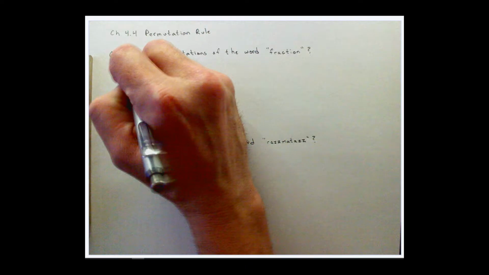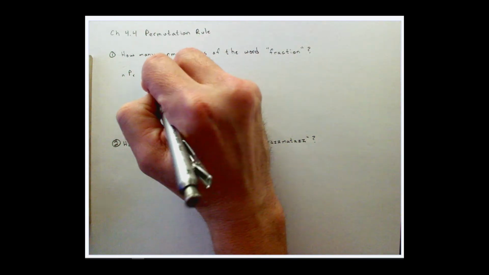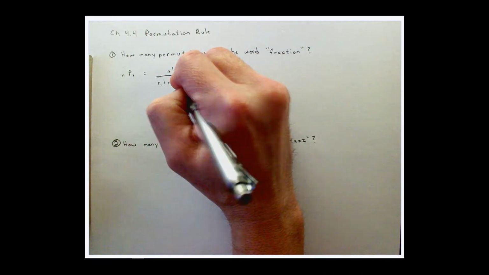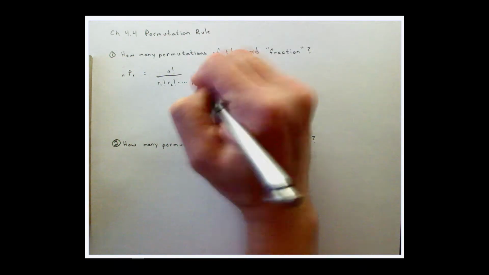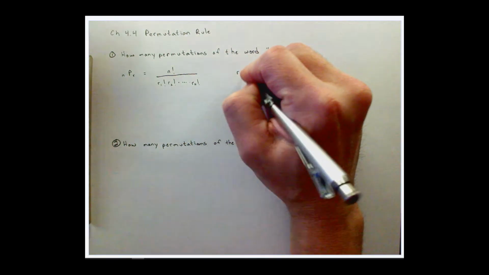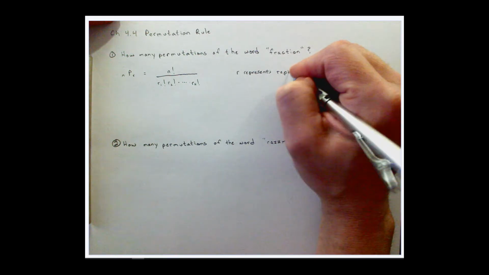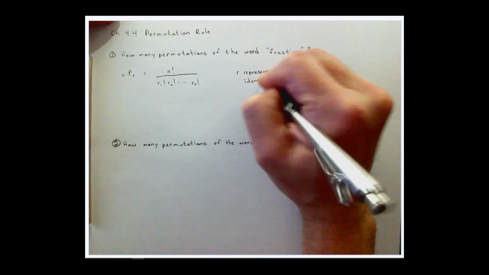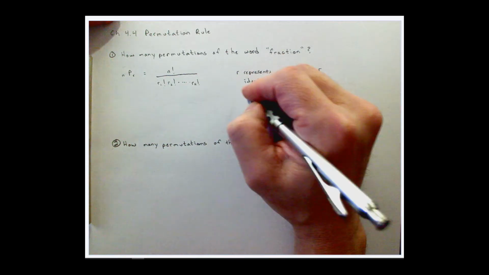My formula for nPr equals n factorial over r sub 1 factorial, r sub 2 factorial, and then this is a multiplication dot, and then the ellipsis, all the way to r sub k factorial. And r represents the repetitions, repetition or identical items. There are no identical items in here, so I know that r is going to be 0.